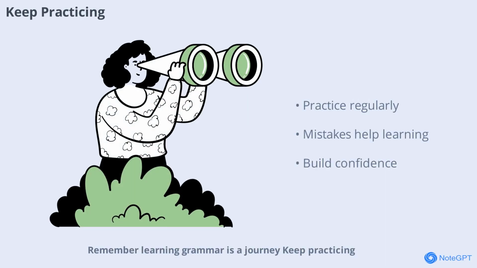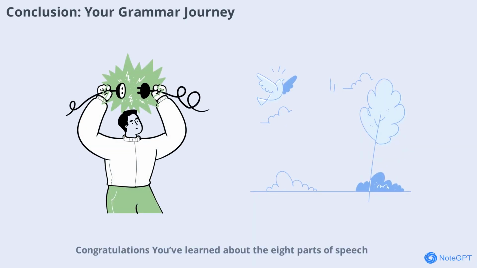Remember, learning grammar is a journey. Keep practicing and don't be afraid to make mistakes. Every sentence you write or speak is a chance to improve. With time and effort, you'll become more confident in using all 8 parts of speech. Congratulations! You've learned about the 8 parts of speech and how they work together to build clear, effective sentences. Keep exploring, practicing, and using what you've learned. With these tools, you're well on your way to mastering English grammar and expressing yourself with confidence.